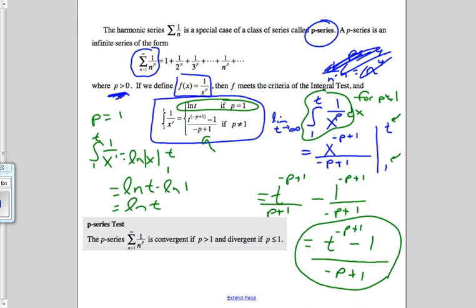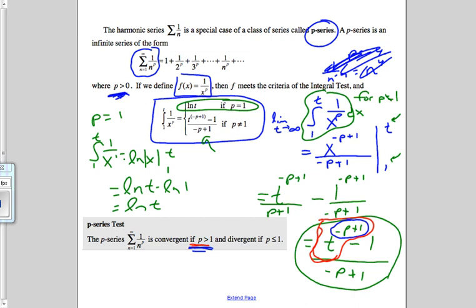Well, the key thing to look at in terms of convergence and divergence is to look right in here. As long as p is bigger than 1, this t to the negative p plus 1 will be t raised to a negative number. So this red box is going to be t raised to a negative number, and as t approaches infinity, that goes to 0. And what we'll get left with is just this negative 1 over negative p plus 1. So for it to converge, p must be greater than 1.